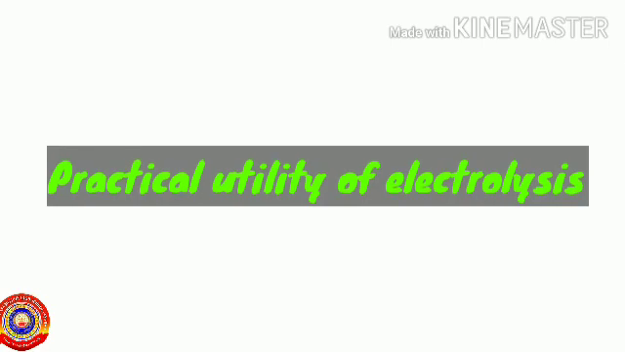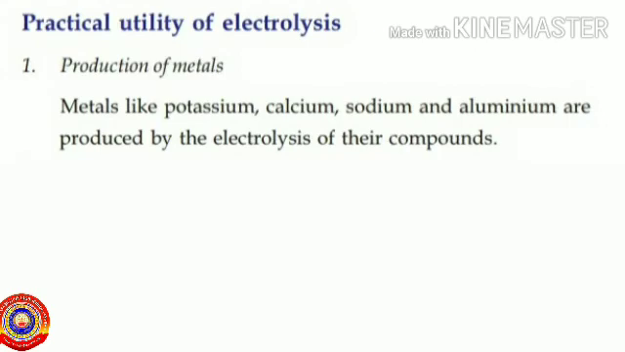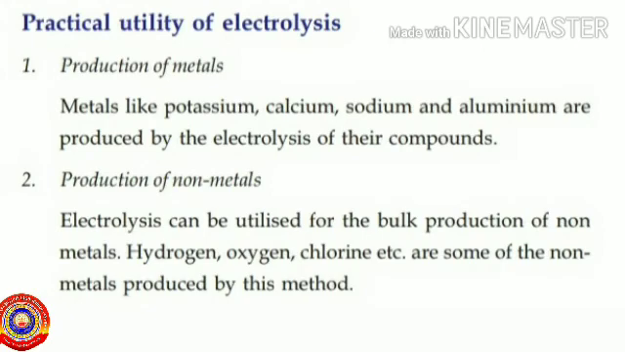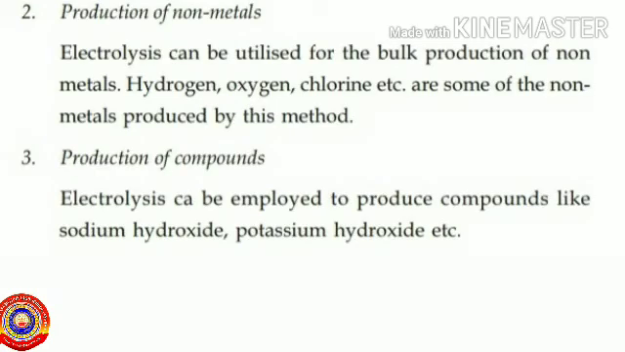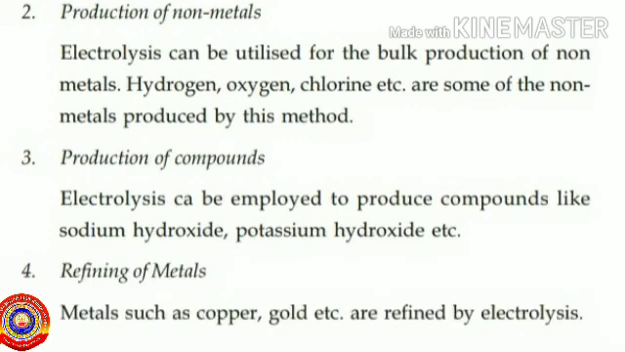Now let's discuss some of the practical utilities of electrolysis. Production of metals is one of the applications of electrolysis. Using this, we can produce metals like potassium, calcium, sodium and aluminium. Similarly, nonmetals like hydrogen, oxygen and chlorine can be produced by this method. The third practical application is the production of certain compounds like NaOH, KOH, etc. Also, this method can be used for the refining of metals like gold, copper, etc.